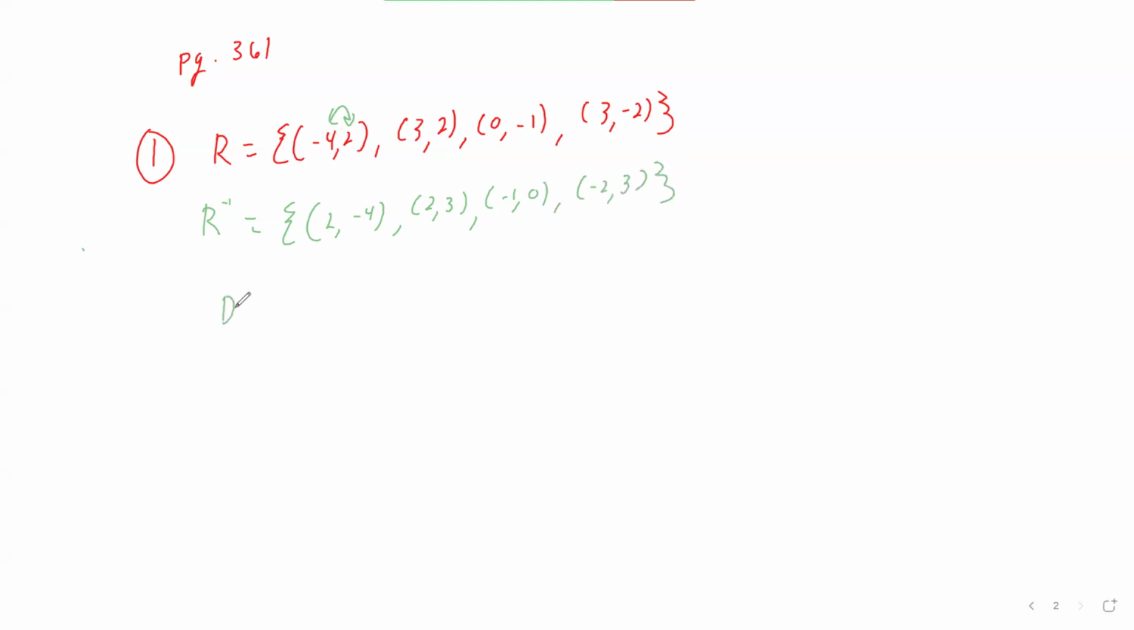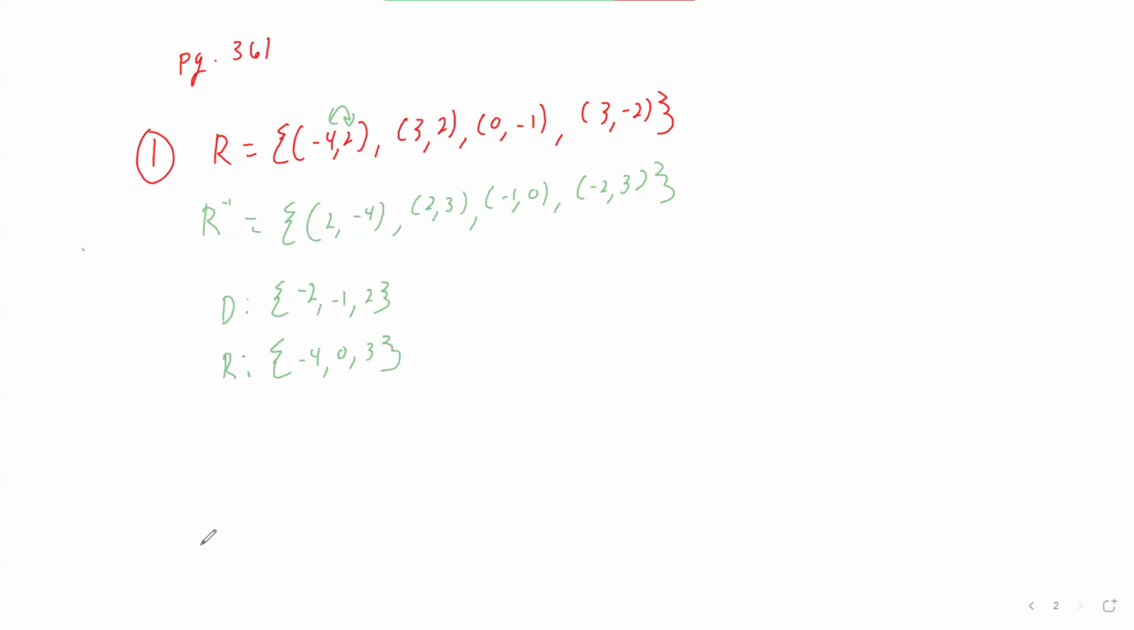So its domain will be basically the y values of the original function. So I'm going to put that in least to greatest, and I don't repeat. So that would be -2, -1, and 2 would be the domain. And the range of the inverse would be -4, 0, and 3.